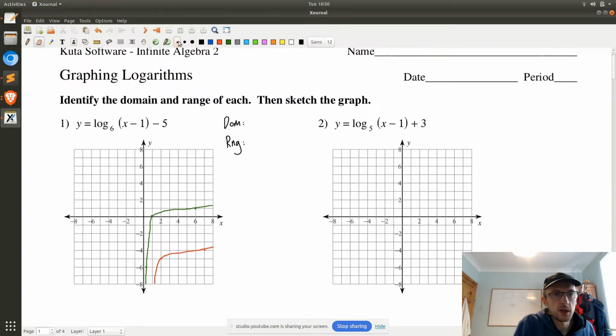Okay, so we're going to use interval notation for both. And we're going to say this goes from 1 to infinity, and this goes from negative infinity to positive infinity. There, like that.